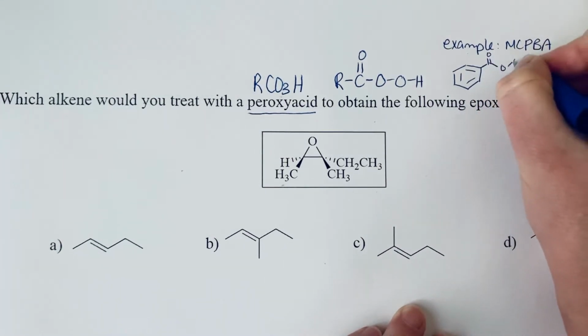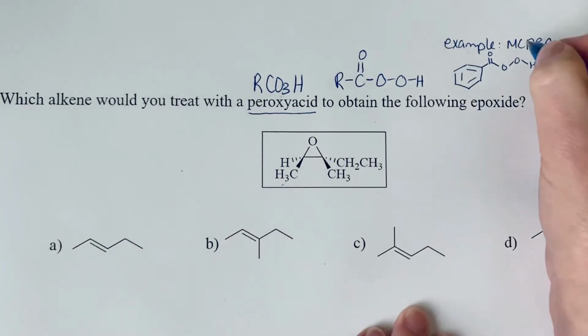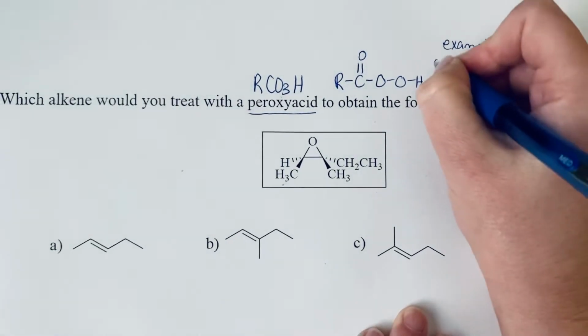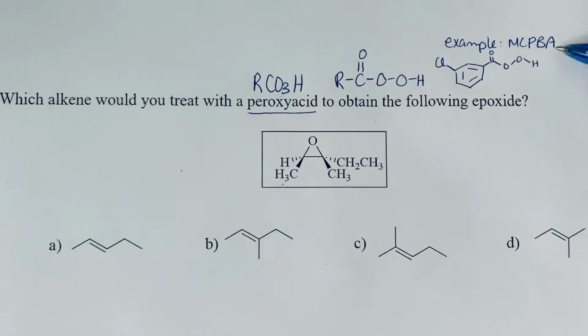So here's the portion that makes it a peroxybenzoic acid, and metachloro means that you have a chlorine on the third carbon atom. We don't need to worry about that at this point, but it's nice to know what this acronym stands for when you come across it. But the most important thing is that that is a peroxy acid, and if you have an alkene, you treat the peroxy acid, you're going to form the epoxide.